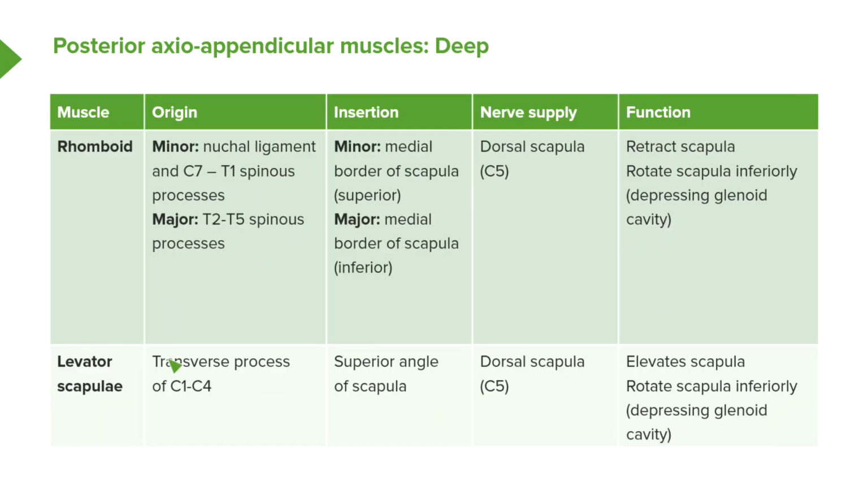So we can see rhomboid minor and rhomboid major. We have the minor coming from the nuchal ligament and really the spinous processes of those vertebrae, and major coming from inferiorly, so coming from spinous processes of the thoracic vertebrae inferior to C7 to T1, coming from T2 to T5. But really this runs as one block of muscle. The minor one inserts to the superior aspect of the medial border, and the major one inserts into the inferior aspect of the medial border of the scapula.